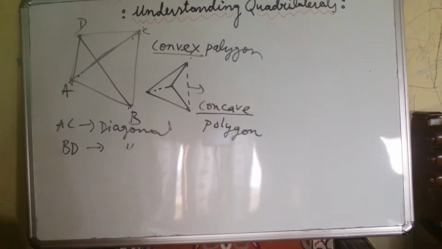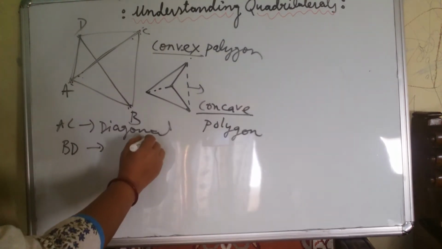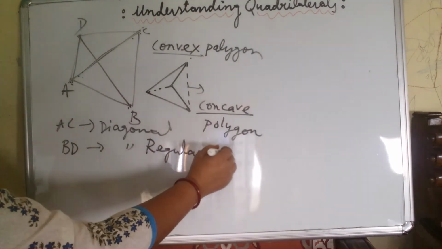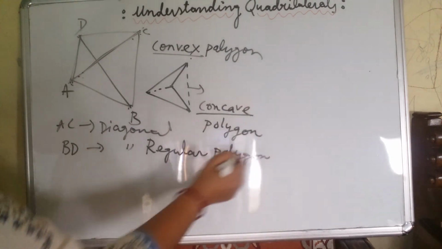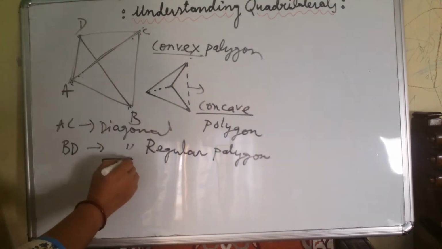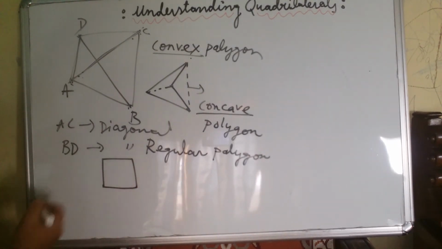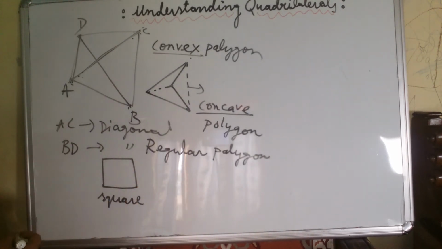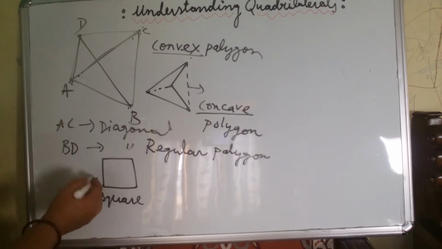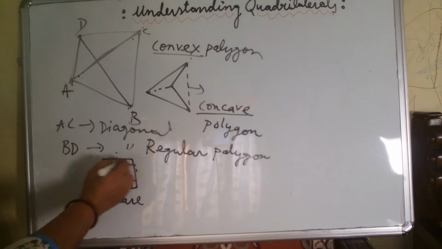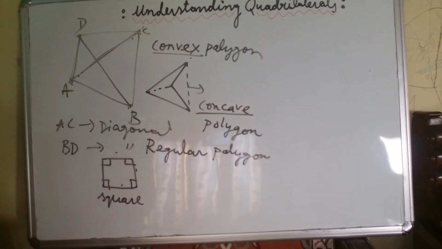Then it is regular and irregular polygon. Regular polygon means that polygon will have all the sides and angles of equal measure. Like square. Square is a regular polygon because it's a quadrilateral, its all sides are equal in length and all angles are 90 degrees, all angles are also of equal measure. So square is a regular polygon.